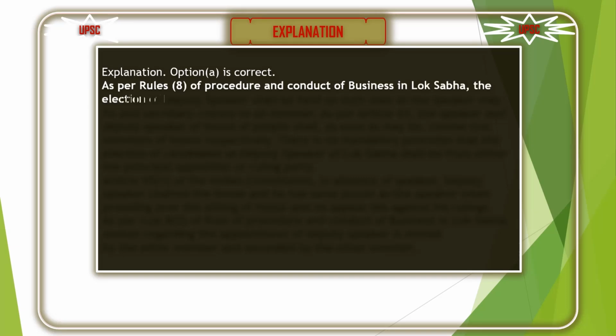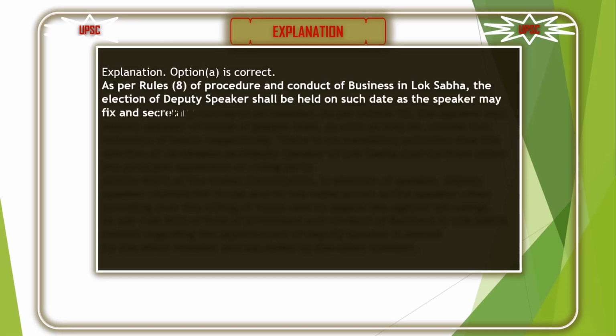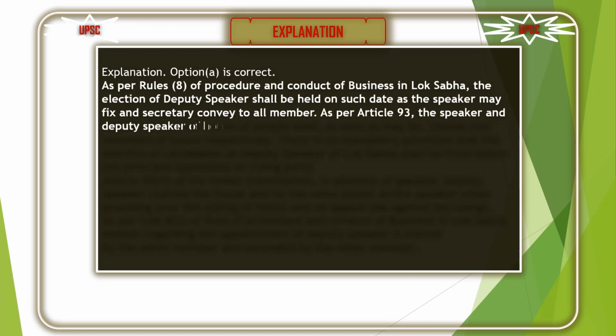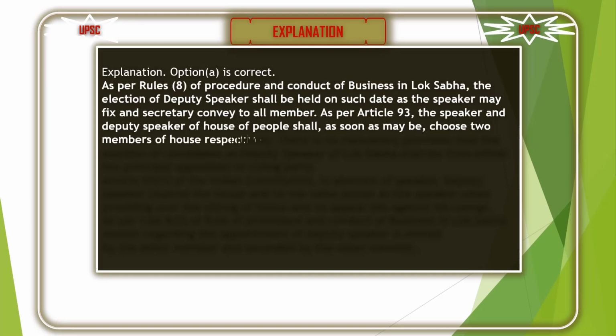Explanation. Option A is correct. As per Rule 8 of the Rules of Procedure and Conduct of Business in Lok Sabha, the election of Deputy Speaker shall be held on such date as the Speaker may fix and the Secretary shall convey it to all members. As per Article 93, the Speaker and Deputy Speaker of the House of the People shall, as soon as may be, be chosen by the House from among its members.